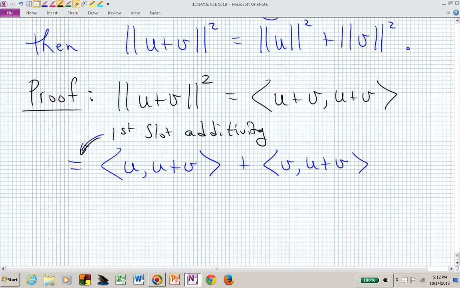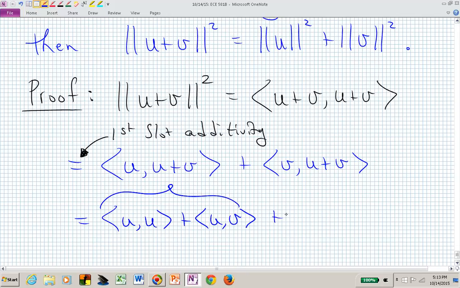And what do we know about the second slot and additivity? Is there any conjugation going on? Do we have to do anything special? No. We have additivity of the second slot. So now we have u with u plus u with v. That's from the first piece. And then from the second piece, we have v with u plus v with v.